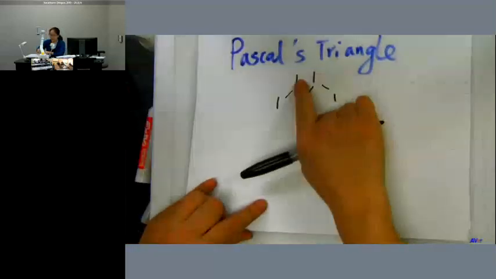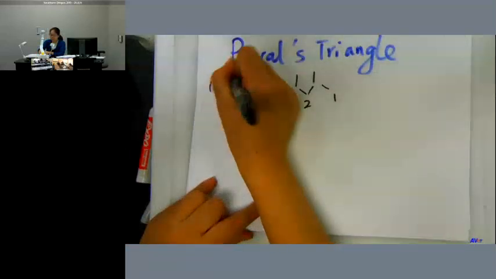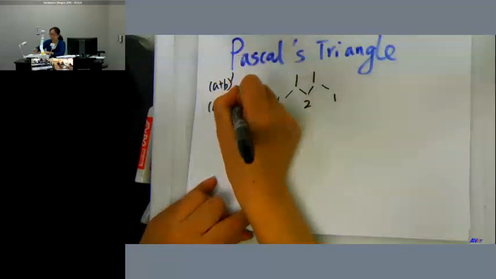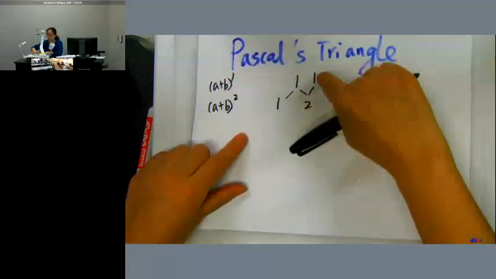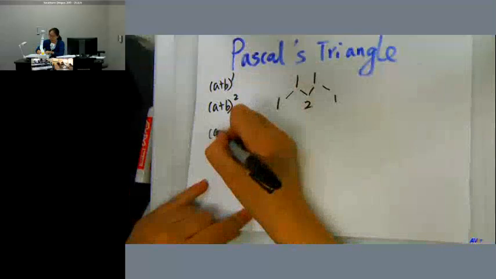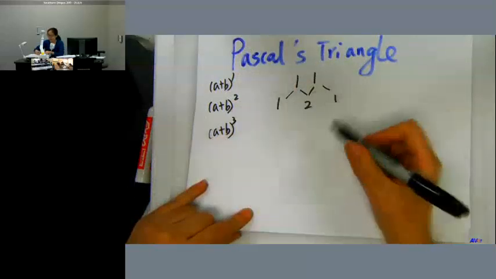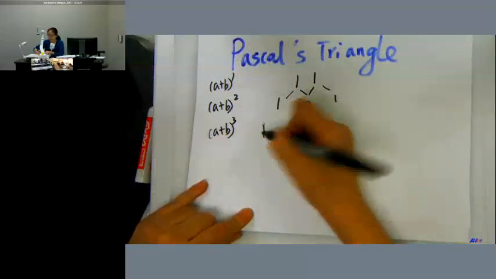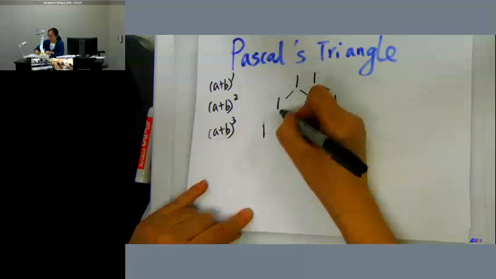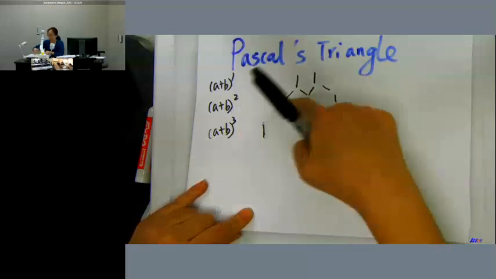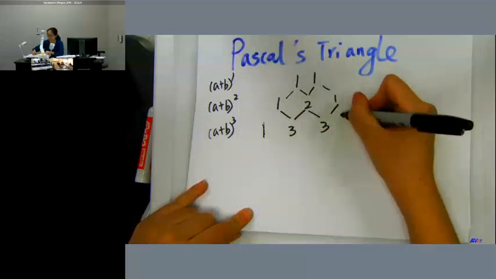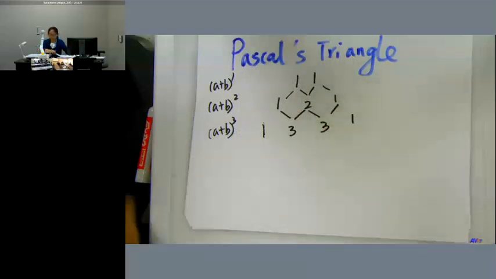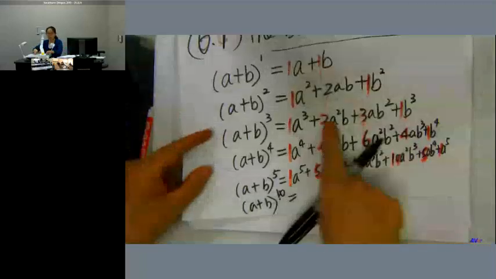So how do you write this down? That's a plus b to the first. A plus b to the second, the numbers in front of them are 1, 2, 1. So this 2 is generated by adding those 2 ones. And a plus b to the third, you're going to get a 1. You always put a 1, shifted to the left a little bit. And how do you get the next number? You add these 2, you get 3. You add these 2, you get another 3. And then you add another 1. So look, 1, 3, 3, 1, right?